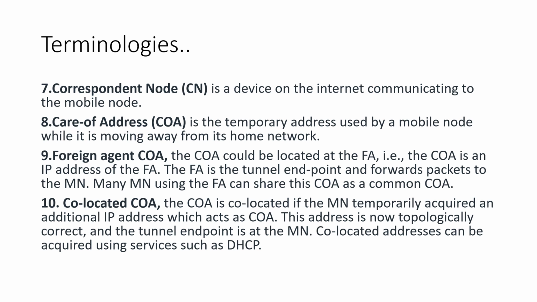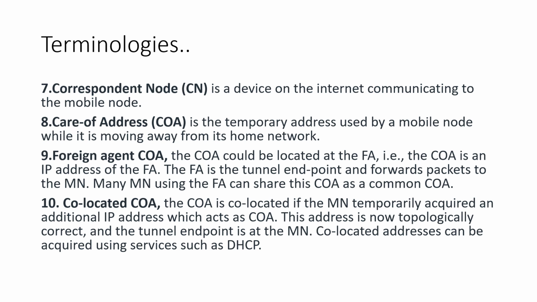Next comes the terminology correspondent node, CN. CN stands for correspondent node. This is a device on the internet communicating with the mobile node. And then you have COA, care of address, which is the temporary address used by our mobile node when it is moving away from the home network, right? Then we also have a foreign agent COA, which could be located at the foreign agent whenever our mobile node is moving away from the home network.